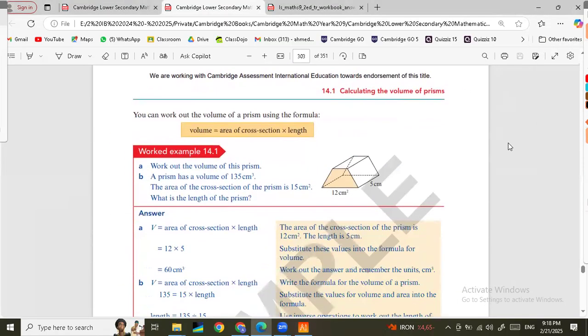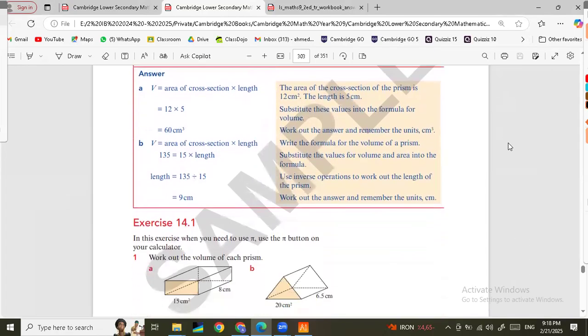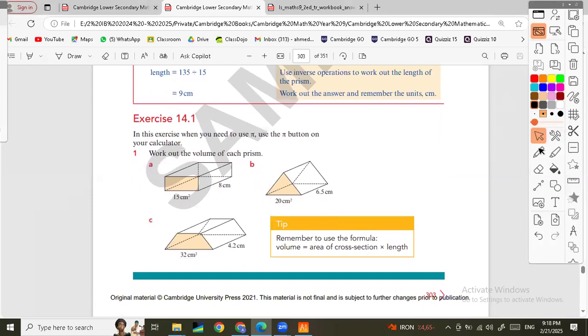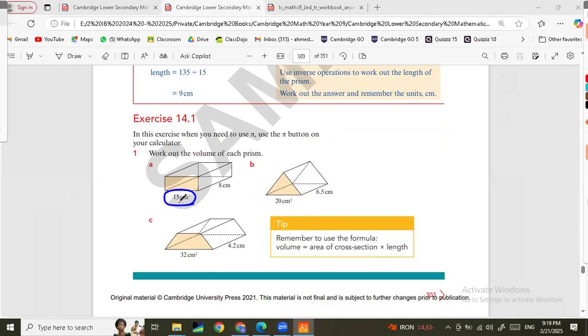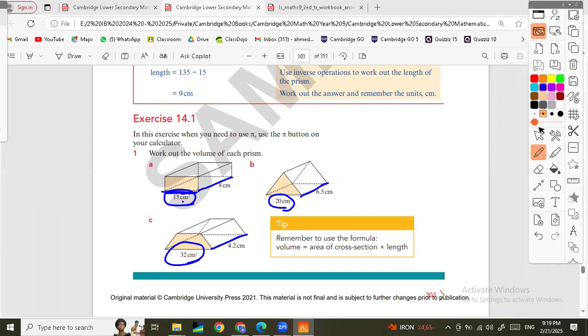In these examples, they are giving you some very simple questions. They're giving you the area of the cross section already. How can I know that this is the area of the cross section, not only the length or one side of the rectangle? Because they said centimeters squared. So this is the area of the cross section, and here also. And here is the area of the trapezium, which is the cross section of this shape. You just need to multiply it by 4.2, which gives you the volume. Multiply this by 6.5, gives you the volume. And here, multiply by 8 gives you the volume.